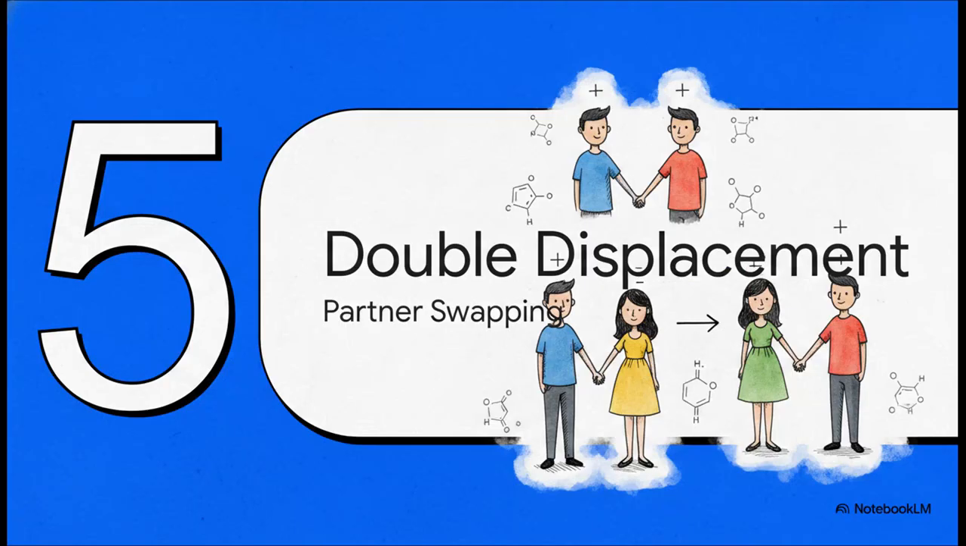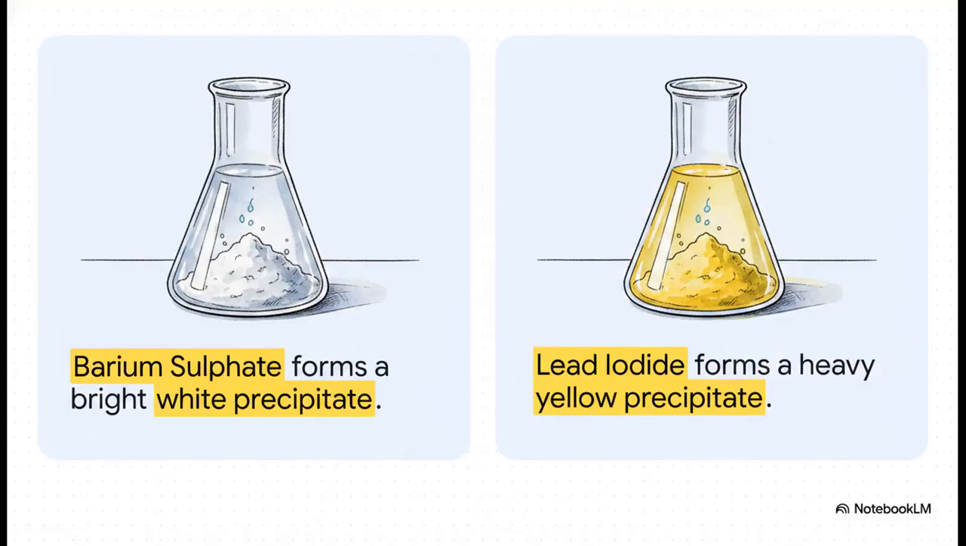All right, almost there. Section 5, double displacement reactions. So if single displacement is a hostile takeover, double displacement is more like a coordinated partner swap between positive and negative ions. You've got two compounds, and they simply exchange partners to form two completely new compounds. And a lot of the time, these partner swaps result in what we call precipitation reactions. That means when these specific liquids mix, they suddenly form a new solid salt that is completely insoluble in water, a precipitate that literally just sinks straight to the bottom.